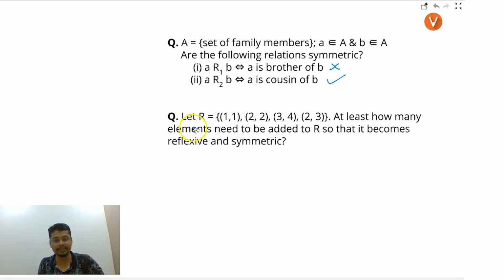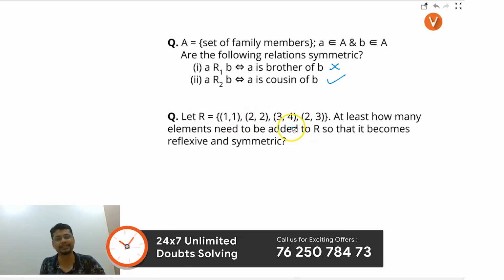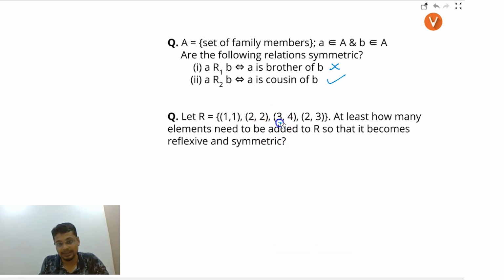All right. Let's consider this. Let R equal to {(1, 1), (2, 2), (3, 4), (2, 3)}. This is the set of the relation. At least how many elements need to be added to this relation R so that it becomes reflexive and symmetric? All right. So first thing that should come to our mind is this (3, 4). So that means (3, 3) should be there for reflexive, right? At the same time, (4, 3) should also be there for symmetric.